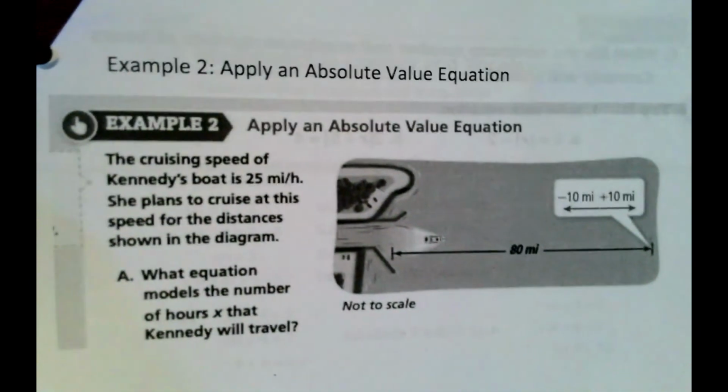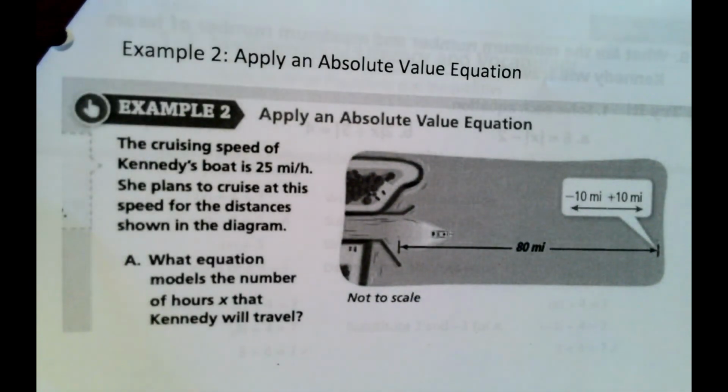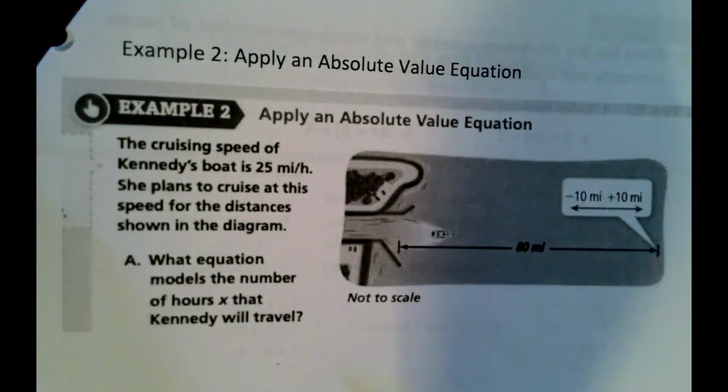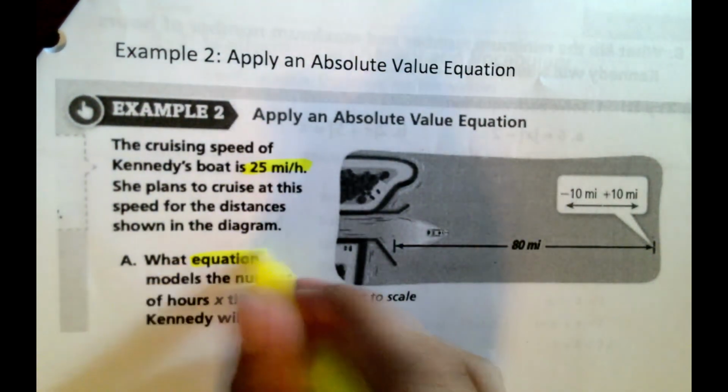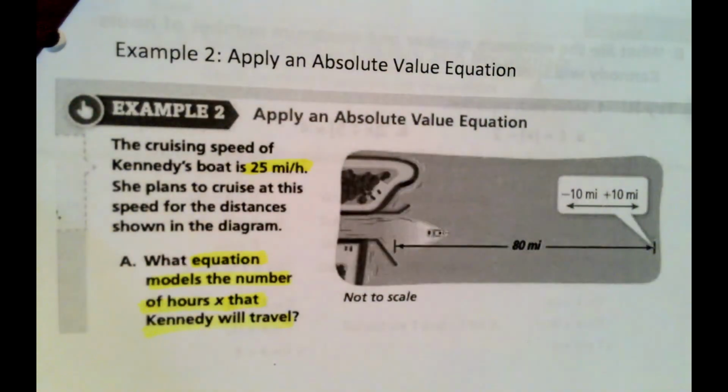We're not going to jump over the one there, but we are going to do our example. Apply an absolute value equation. So, Kennedy's boat is cruising at 25 miles an hour. She plans to cruise at this speed for the distances shown in our diagram. A wants us to write an equation that models the number of hours x that she will travel. So this, in class we talked about how this could be a little weird looking. If you're driving down that road and you've seen those green markers that tell you what mile we are, this is kind of what we're thinking about with the boat. You can see that green marker before you pass it, or you can have seen it after you've passed it.